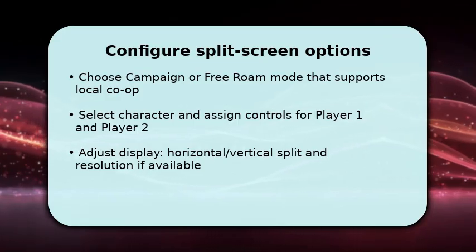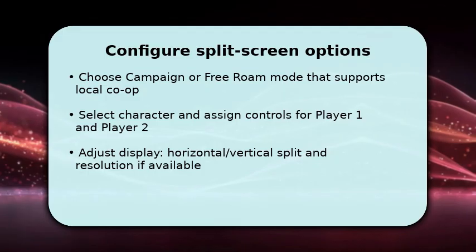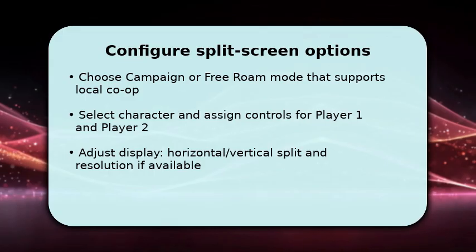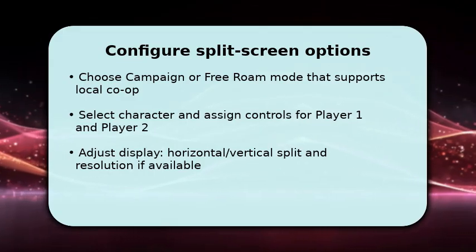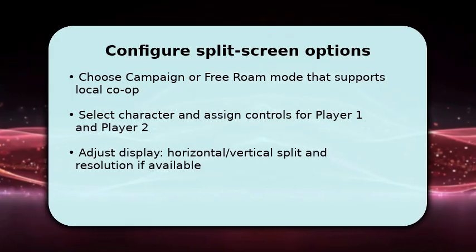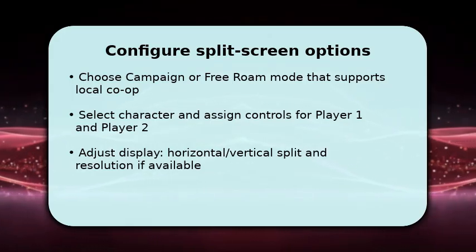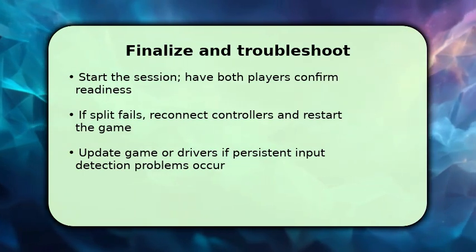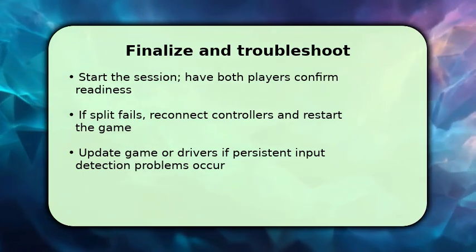Then open Display or Settings to choose horizontal or vertical split, depending on your monitor orientation. Adjust resolution or HUD scale if options exist so text stays readable. This step ensures both views are usable, and finish by starting the session and having both players confirm readiness. The screen will split once the game acknowledges both inputs.